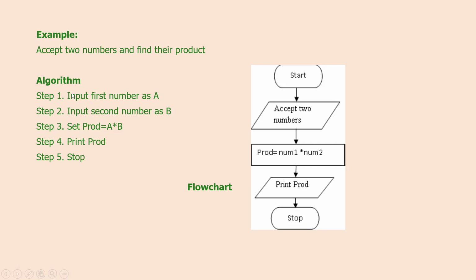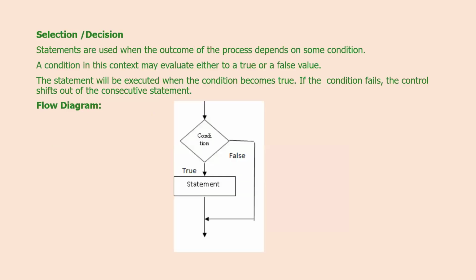Here, on the left side, we have the algorithm. On the right side, we have the flow chart. Pictorially, each step of the algorithm is represented. This is an example of a sequence block because first we accept two numbers, then the calculation, number 1 into number 2, then you print the product and we stop the execution. The flowchart contains special symbols for representing input, execution or processing, and the output.